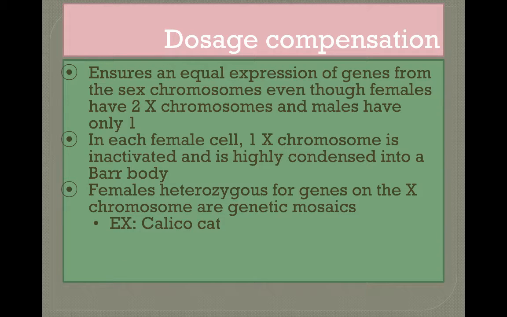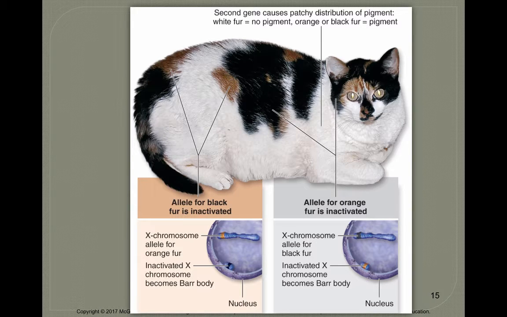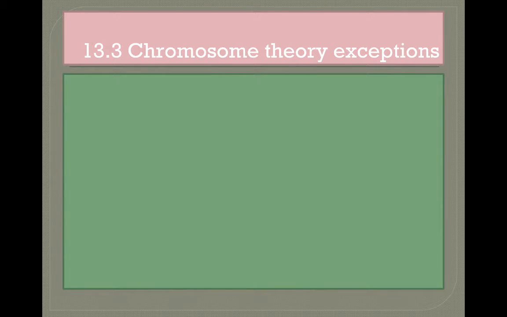That's easy to see in the calico cat. Calico cats can only be females because their fur color allele is found on their sex chromosome. Like in this picture, you can see where the orange fur is activated. That means the black allele was inactivated, and then vice versa. When the orange allele is inactivated in those cells, you get black fur only. So that's how you get a calico cat. Calico cats are really only females.